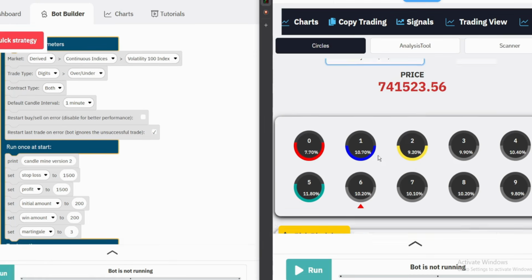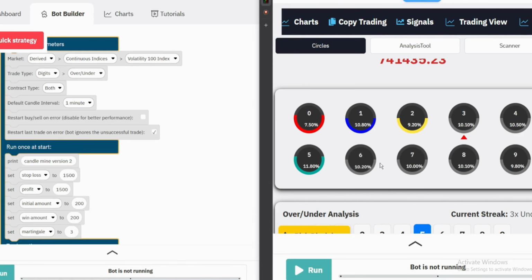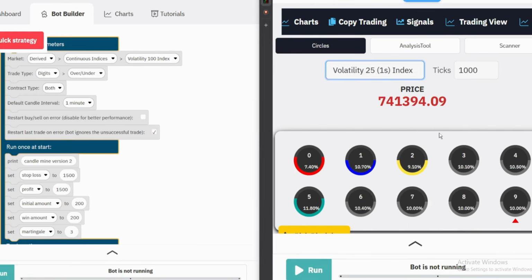First of all, I will be using a bot in this illustration, but I will also explain how to do it manually. So first, you have to ensure you know the martingale you're supposed to use. When you're trading over 2, the martingale you're supposed to use is either 3 or 4. That is the first condition.